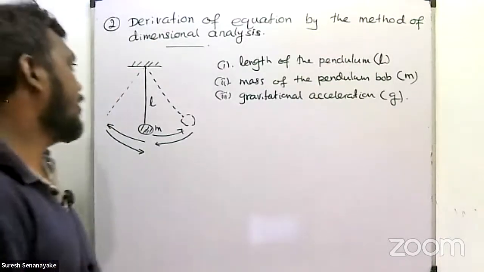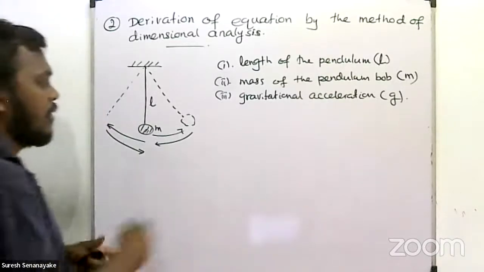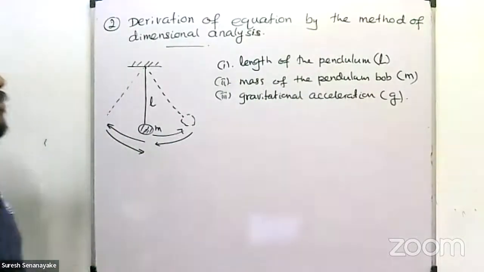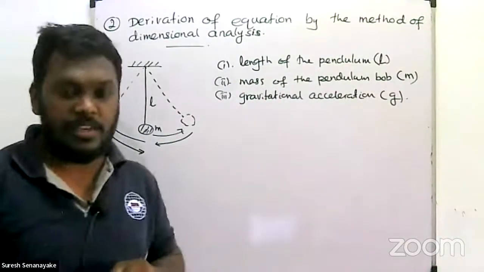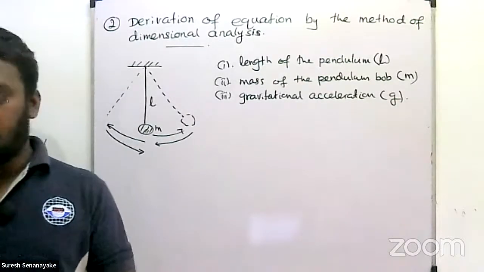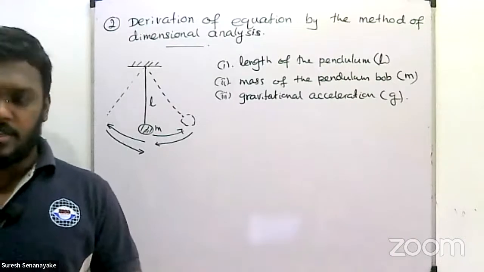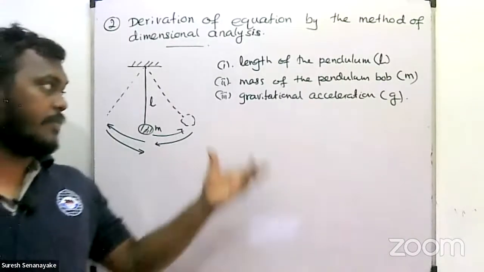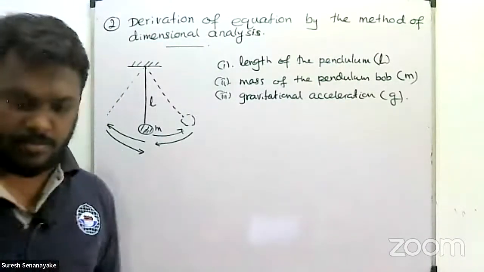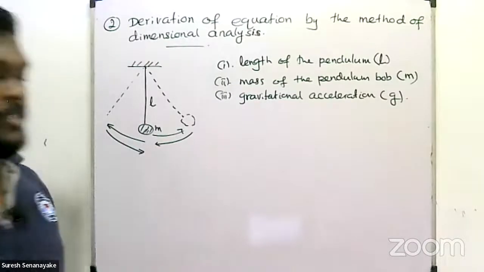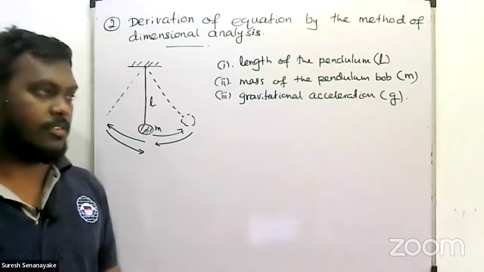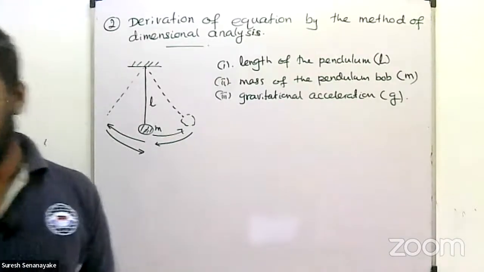Here I have given that the time period of the pendulum depends on these three quantities: length of the pendulum, mass of the pendulum, and gravitational acceleration, L, M, and g. So we are going to discuss how to derive the relationship between these quantities, and derive the relation among these physical quantities.